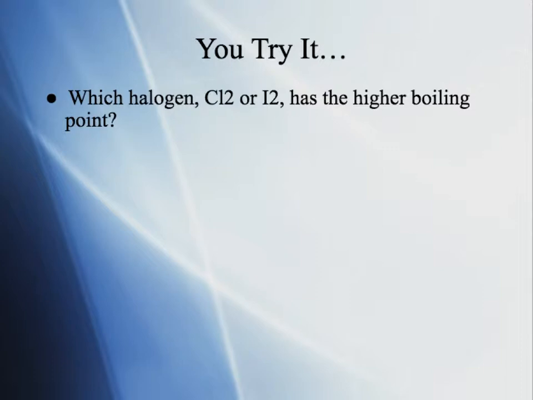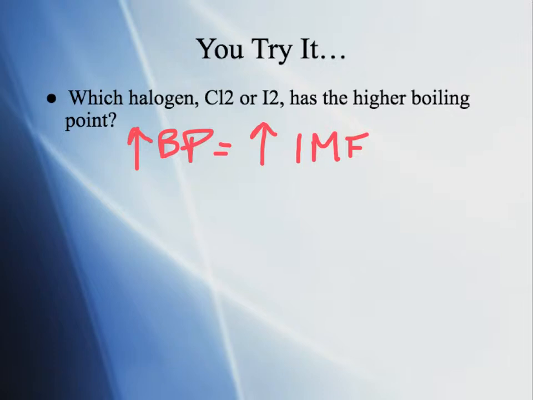Well, we've got to think about what that means, right? High boiling point is going to indicate a strong or high intermolecular force. Okay, so we just talked about the dispersion forces. Dispersion force is going to increase with increasing molar or atomic mass, right? Increasing mass. So we've got to figure out which one is heavier, has more electron clouds, chlorine or iodine.